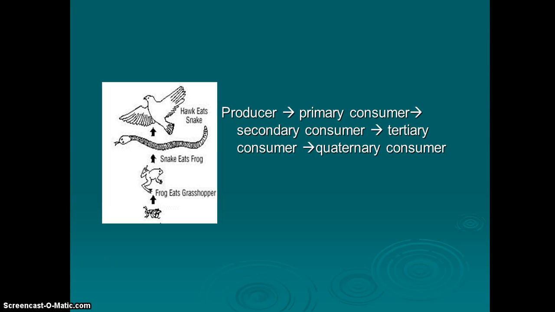So here are those different terms for those trophic levels. The first level, which is not even pictured here, is a producer, which could have been some sort of grass that the grasshopper ate. And then the primary consumer is the grasshopper. Then the frog eats that, secondary consumer, snake, tertiary consumer, and hawk, quaternary consumer, and so forth.